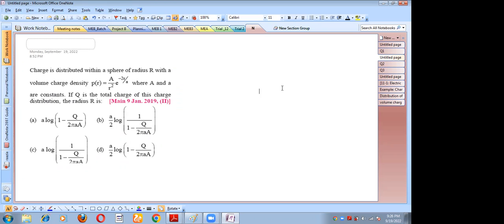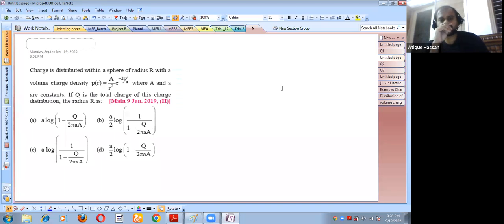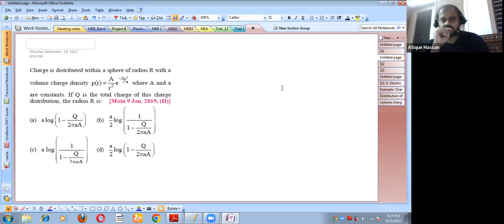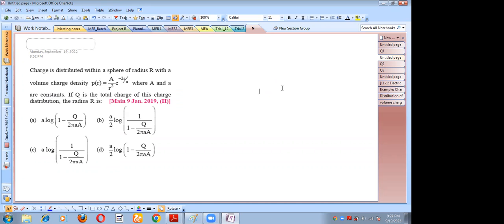Sir, the volume of a sphere, 4 pi R cube. But that is the volume of a sphere. You have to find the differential volume, right?